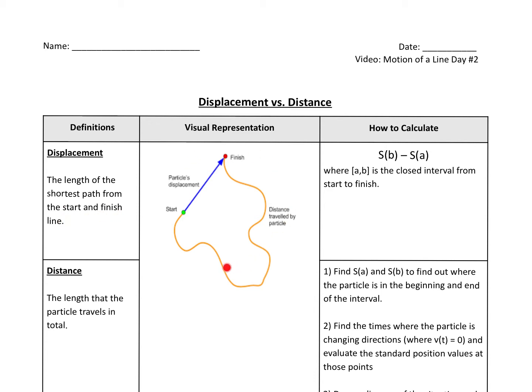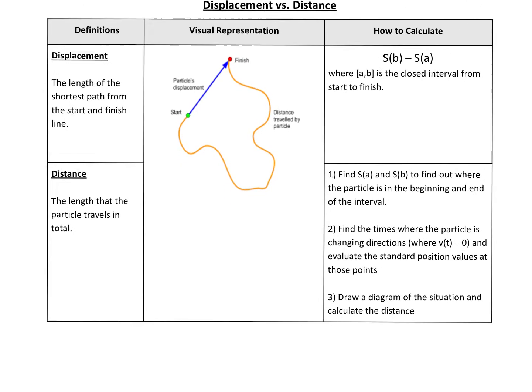So here's a visual representation. If you look, the particle starts here where it is in green and ends there in red. So from start to finish, this distance from here to here will be the particle's displacement, where I started, where I finished, and that straight line distance. How we can calculate that is by taking the S of B value and subtracting S of A, where A and B is the closed interval. Now, I'll explain what this means when I do an example, but at least you have this so you could look back at it.